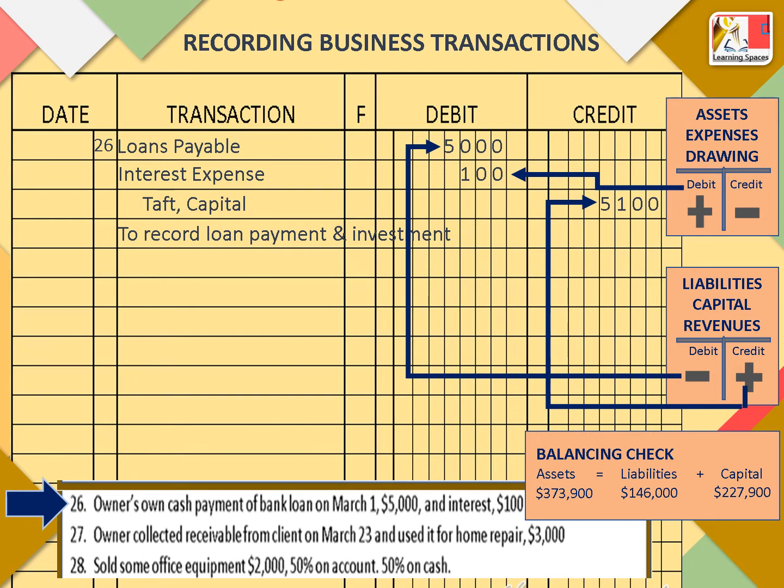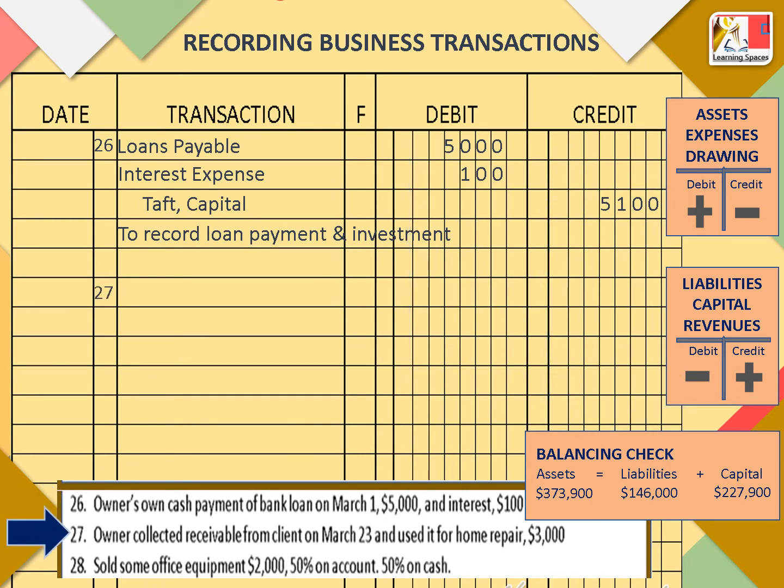Here is the transaction on March 27. This transaction is somewhat opposite compared to the one we had on March 26, because this one, the owner personally collected the receivable of the business, and then he uses it for home purposes. In cases like this, the drawing account should be debited for the amount drawn, which in this case is $3,000. And for the credit, since the receivable, which was recorded on March 23, is already collected, it should be cancelled by crediting it amounting to $3,000.